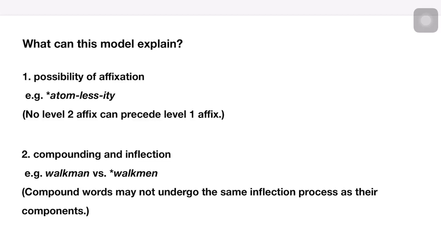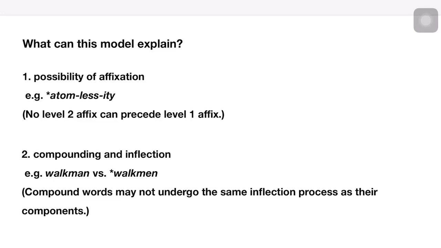Lastly, there are four things the lexical phonology model can explain. The first is the possibility of affixation. We can make no such word as atomlessity, because no level 2 affix can precede a level 1 affix.